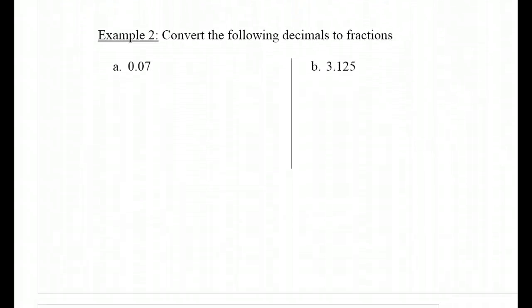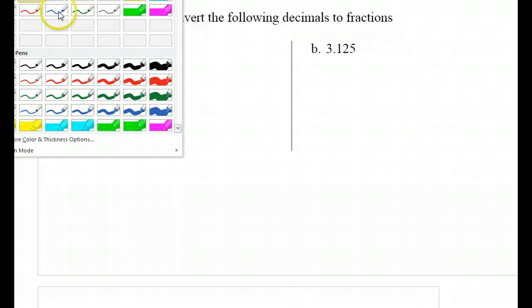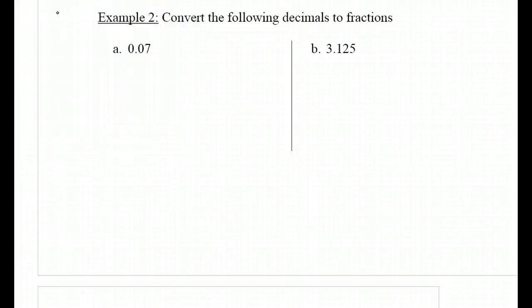All right, let's see. It says convert the following decimals to fractions. So now we're going the other way around, from decimals to fractions. And I think this one is a little bit easier than the other way, as long as you know your place values. Okay, so let's see how that's going to help us out. So our place values again are starting with the tenths, hundredths, and then thousandths, ten thousandths, and so on. Okay, so here's how we do this one.